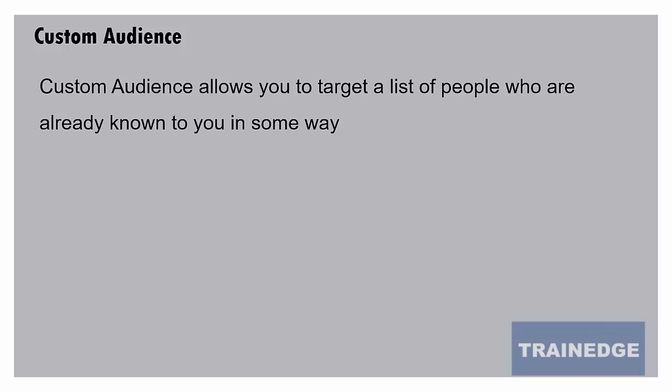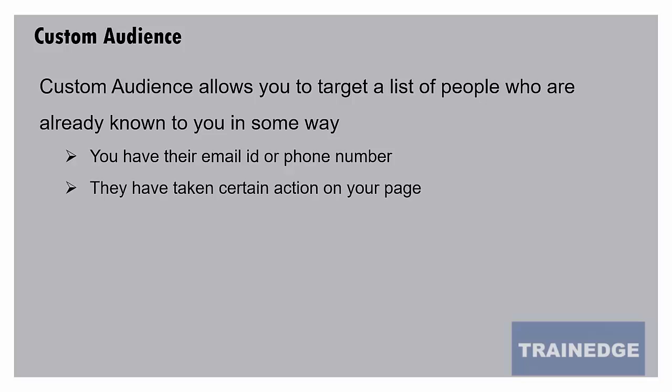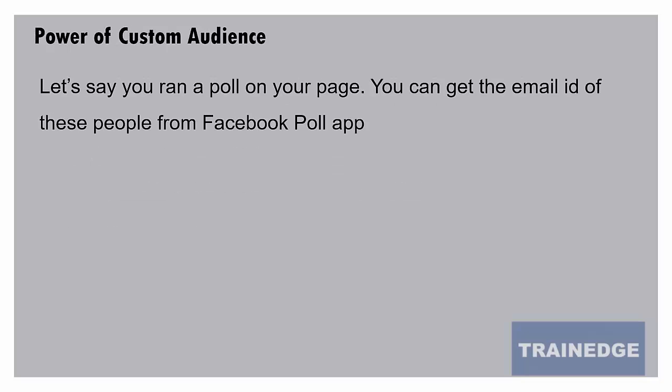The custom audience is like a targeted list of people who already know your page or your business in some way. For example, they might have visited your website, or you might have their email ID or phone number, or they might have taken some action on your page. Why is custom audience powerful? It's powerful because it gives you a way to reach out to targeted people who are already familiar with your brand, so they are more likely to respond to your ad.